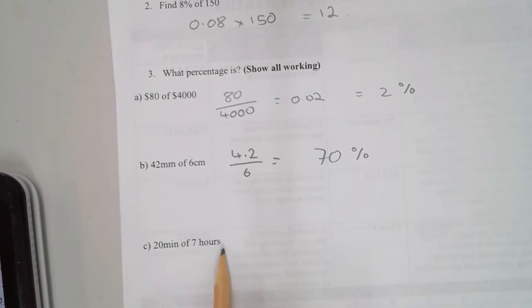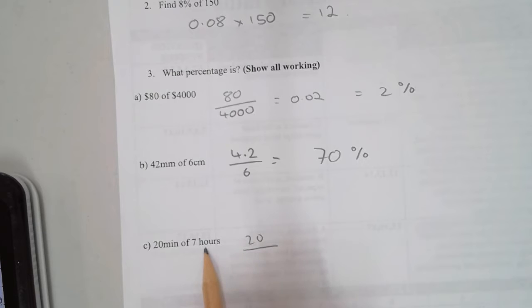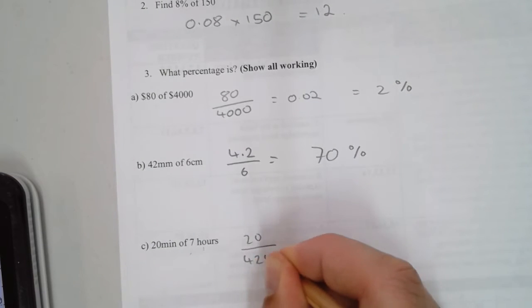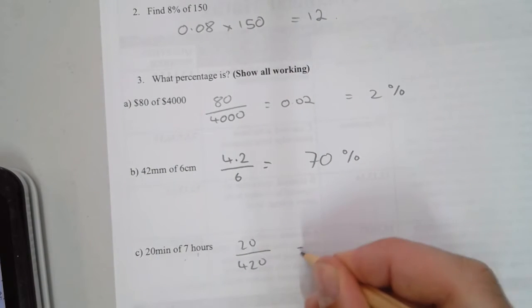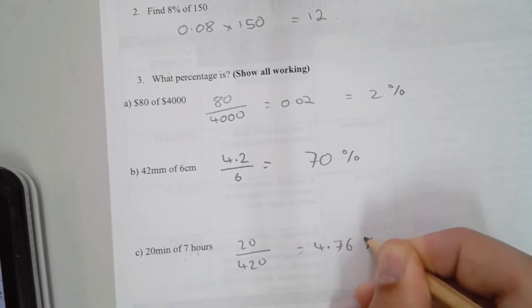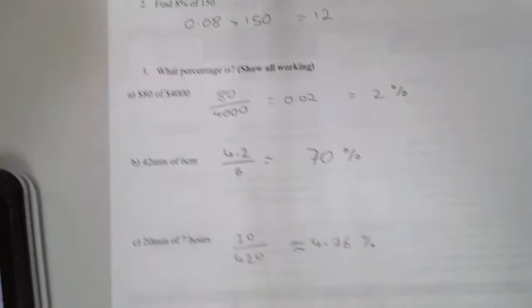20 minutes of 7 hours, well, I'm going to keep it as 20. Now 7 hours is 7 times 60, so it's 420 minutes. So 20 over 420 times by 100 is 4.76% to 2 decimal places, or you could do the approximately equal to.